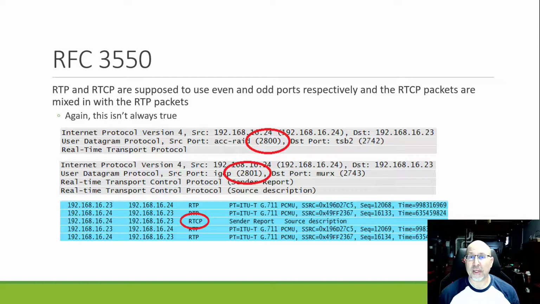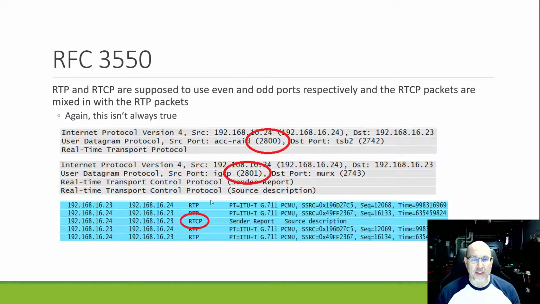Now, RTP and RTCP are in the same RFC, so they're designed to work together. So in a perfect world, what the RFC says is supposed to happen is that RTP is going to take a particular port number, and then the RTCP stream associated with that is going to take the next port number. You can see that here. I've highlighted an example where we've got port 2800 in RTP and then 2801 in RTCP.